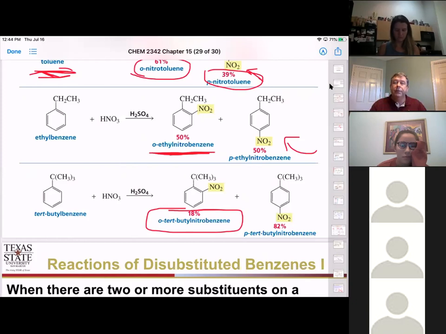Now, once you reduce it down, it's now an ortho-para director and an activator. So make sure we remember that, okay?